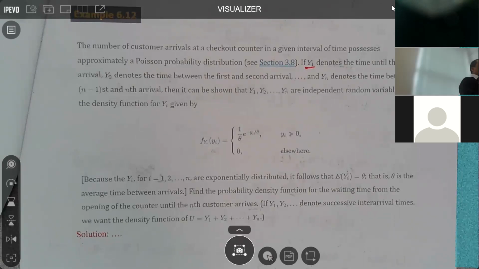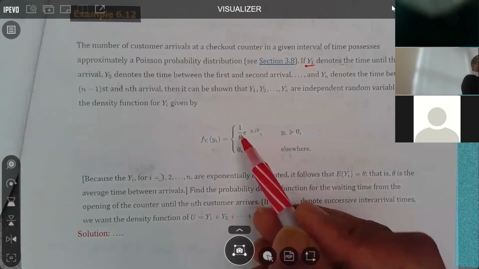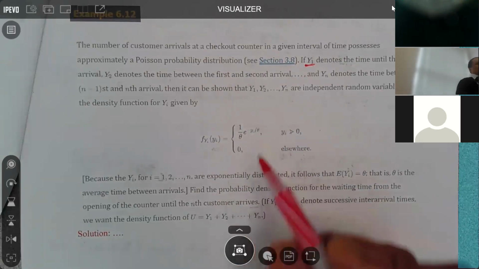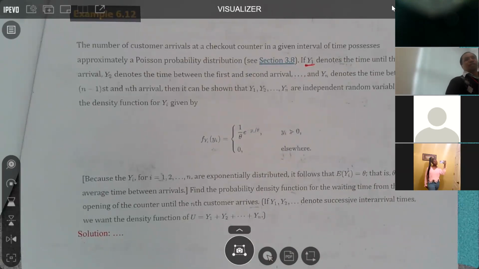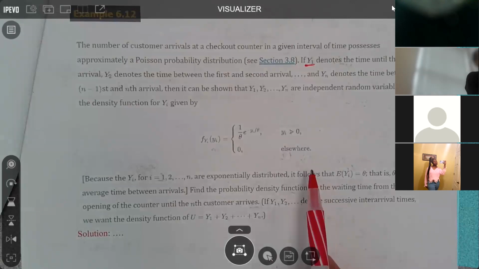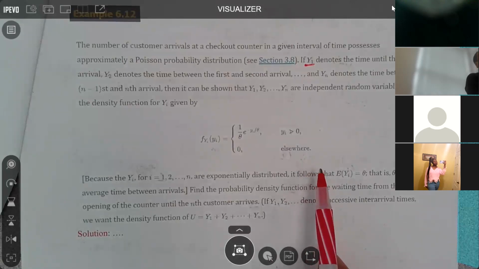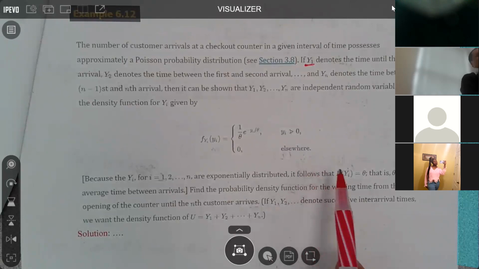Can you find it in the notes? Did you find what distribution this is, looking at the density function? Is it exponential? Yes, it is exponential. Okay, so remember the density function and the moment generating function for those five or six standard distributions.